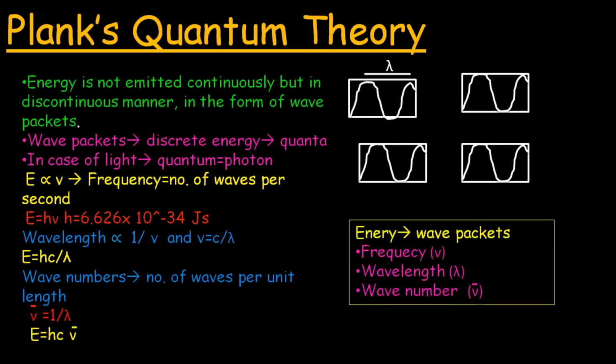Now we can conclude that energy is in the form of wave packets which possess frequency, wavelength, and wave number. And the energy is neither emitted nor absorbed continuously, but in a discontinuous manner in the form of wave packets, or in the form of quanta or photons. Using this concept of discontinuous emittance and absorbance of energy, Bohr worked out the structure of the atom and tried to figure out the position of the electron around the nucleus of the atom.